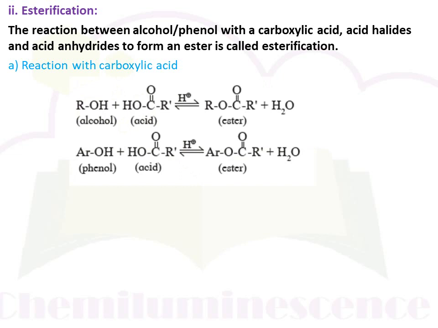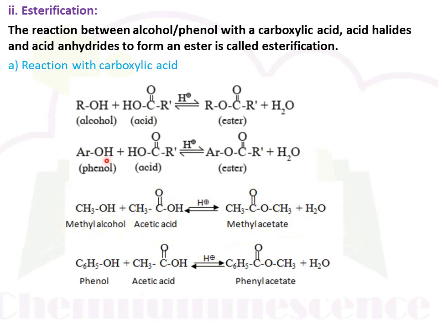Alcohol or phenol on reaction with carboxylic acid in acidic medium, that is in presence of sulfuric acid, forms ester and water. This reaction is reversible, and in a reversible reaction the product is not formed in a major quantity. To get the desired product, the water is removed as soon as it is formed, and because of this the reaction is shifted in the forward direction and we get the product.